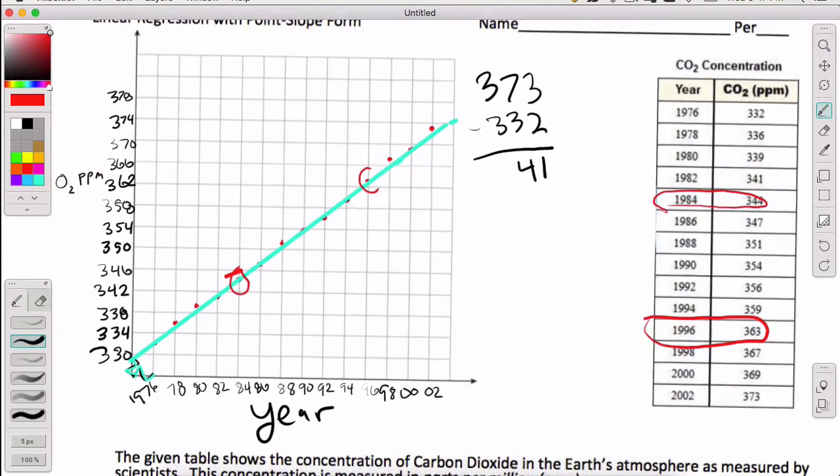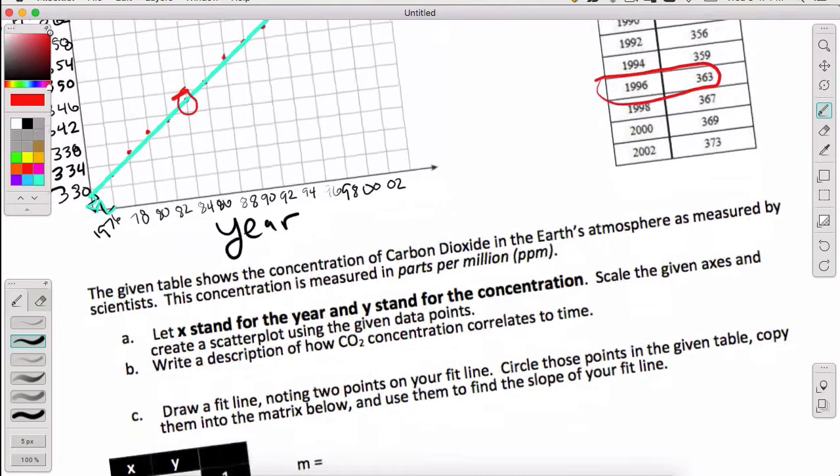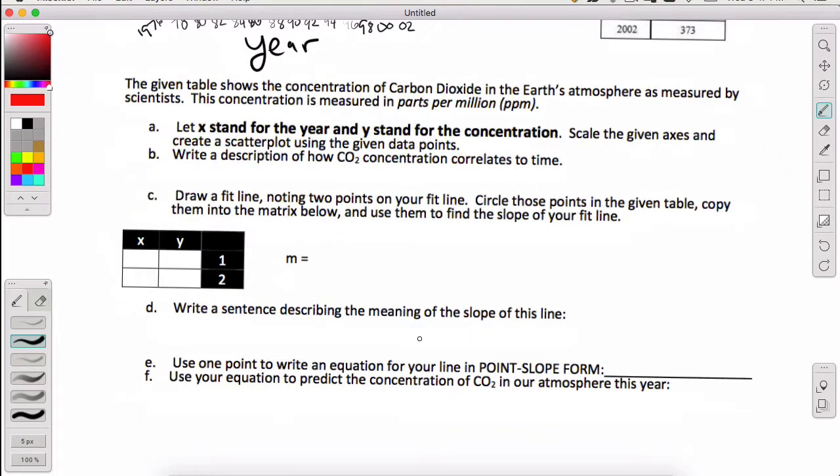So my next task is to figure out, how fast is this increasing? We've scaled the axis. We've already described the correlation, and we'll just write it here. It's a strong positive correlation.